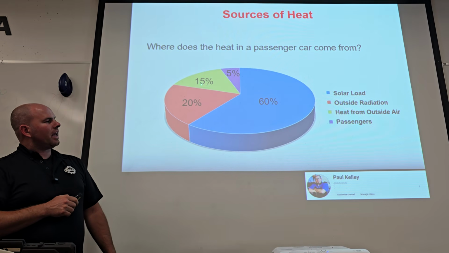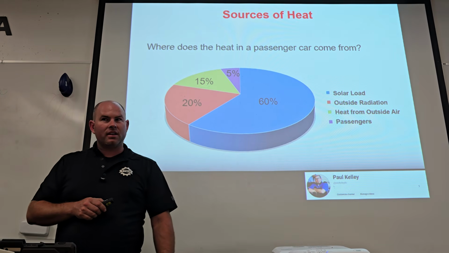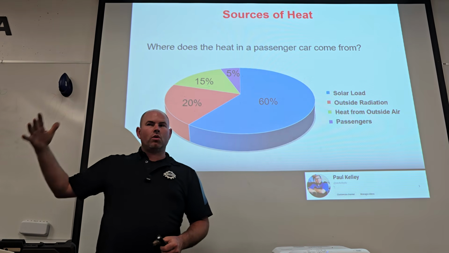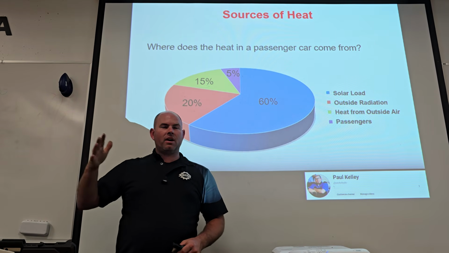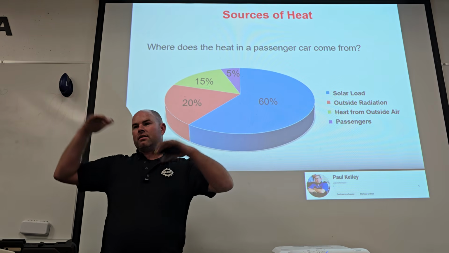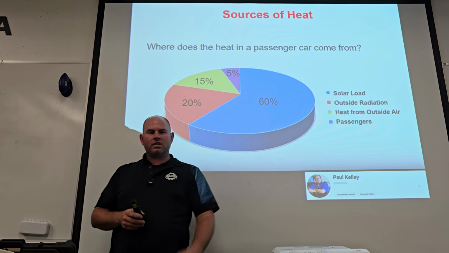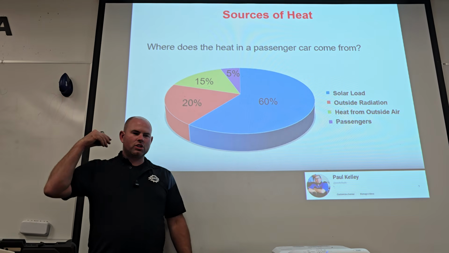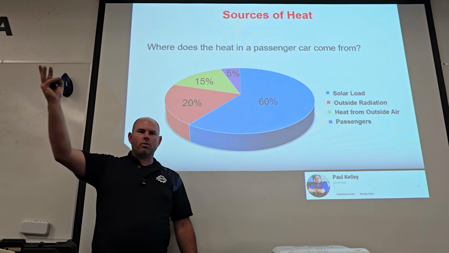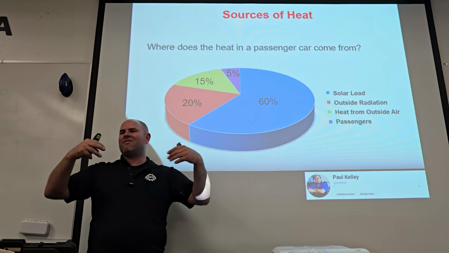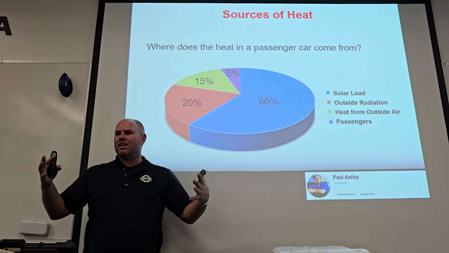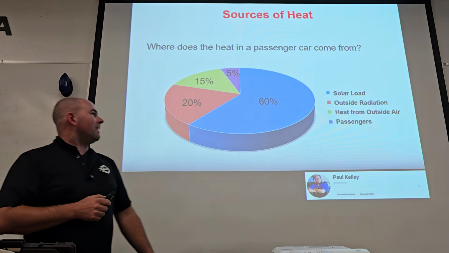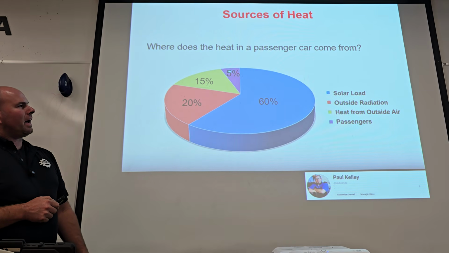15% from the outside air. So that's not talking about the air heating up the door panel and heating up the air. That's talking about actual air getting in. Your car's not perfectly air sealed, right? If you had a perfectly air sealed car, you'd go to shut the door and it'd blow the windshield out. There's got to be a way for air to go in and out, right? Think about that. We have to let air in and out. Make sense? And then additionally, passengers.